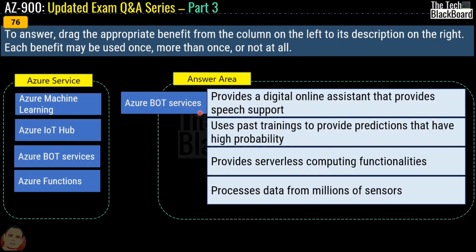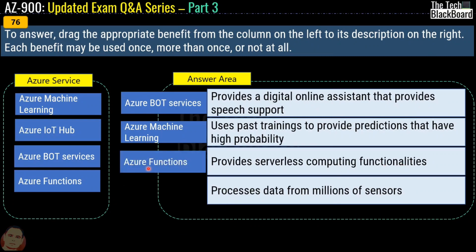The second statement says, uses past training to provide predictions that have high probability. The correct Azure service that matches this one is Azure Machine Learning. Then we have a service that provides serverless computing functionalities. The correct service matching this one is Azure Functions. And then we have, processes data from millions of sensors. The correct service that matches this one is Azure IoT Hub.